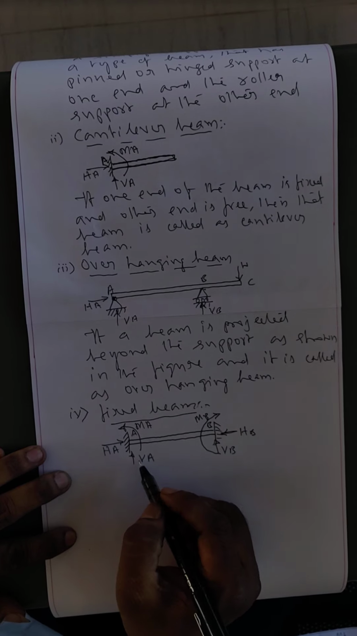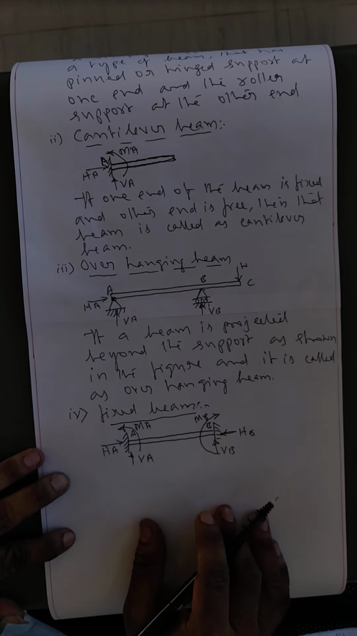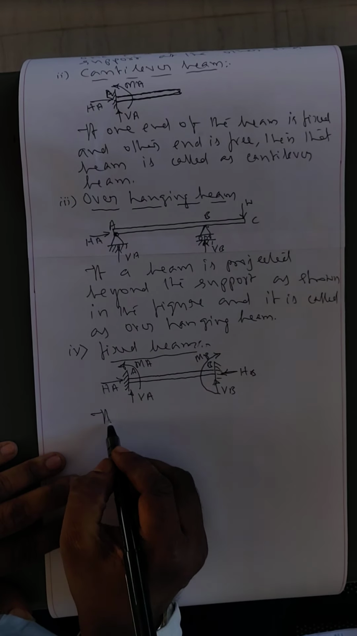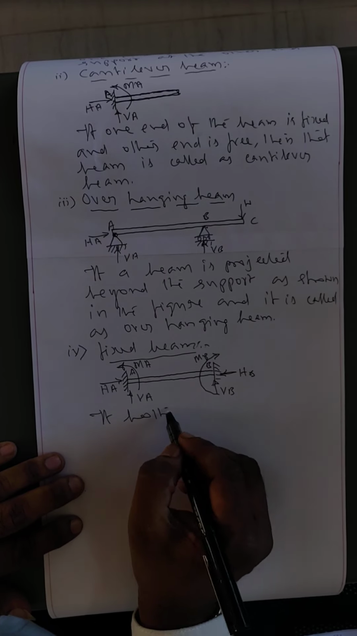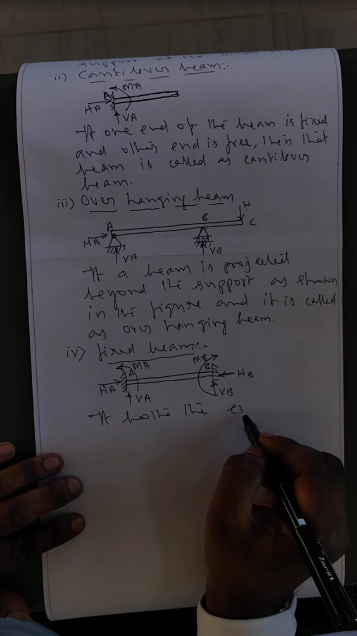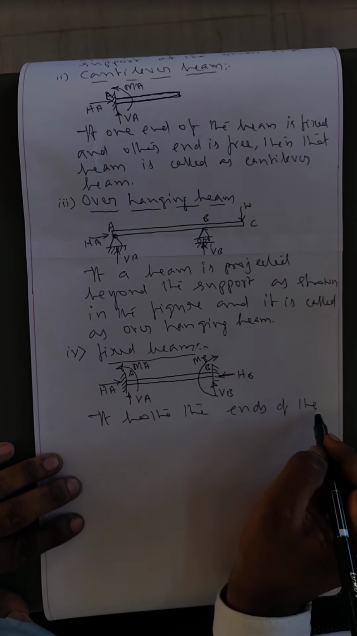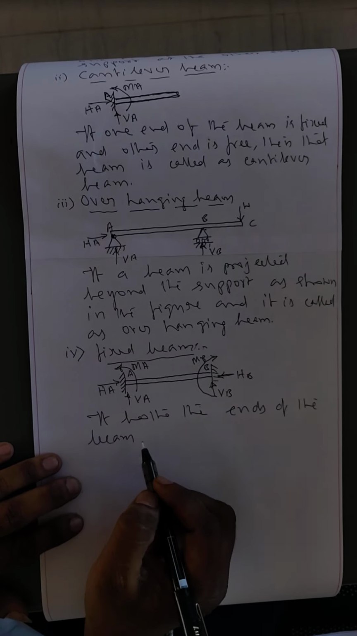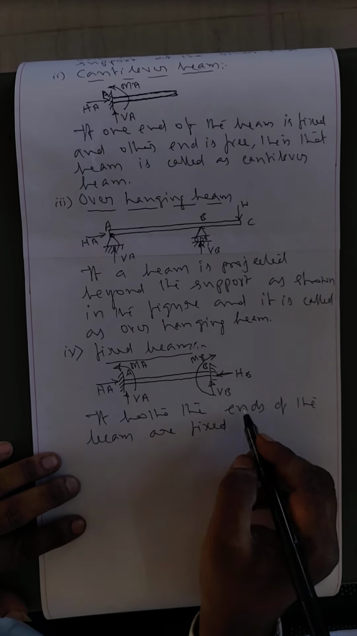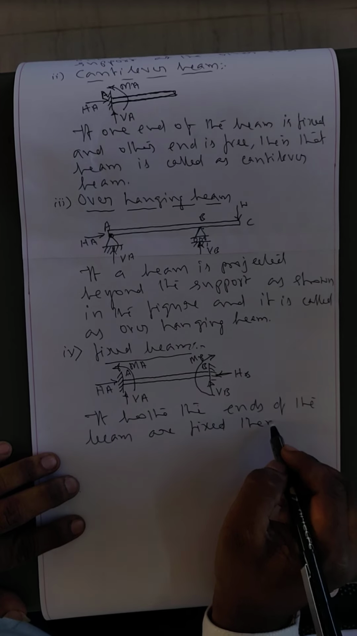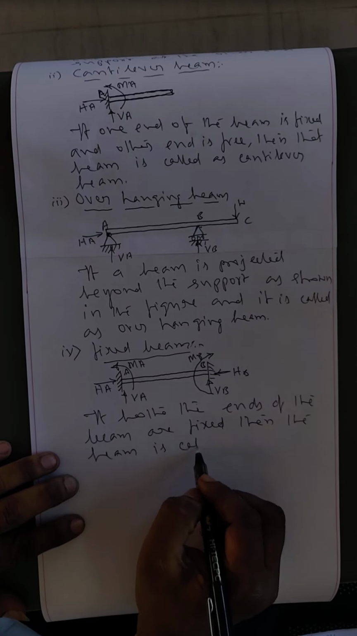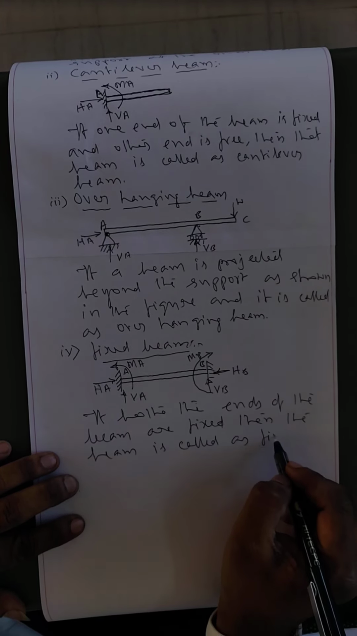At a fixed support there are three reactions, VA, HA and MA. Therefore, if both ends of the beam are fixed, then the beam is called a fixed beam.